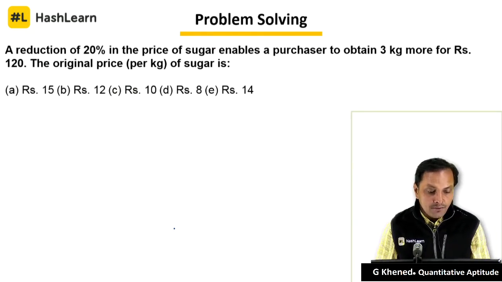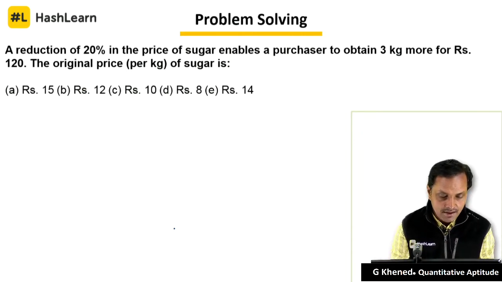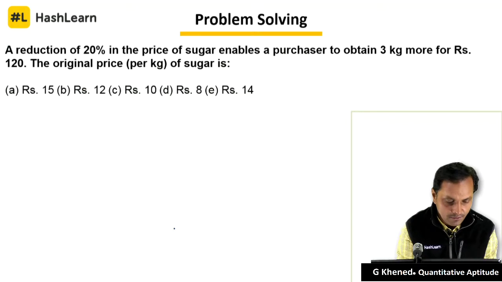A reduction of 20% in the price of the sugar enables a purchaser to obtain 3 more kgs for 120 rupees than the original price per kg of the sugar is. This is very simple. Again, as in the previous problem, you need to follow the same procedure.